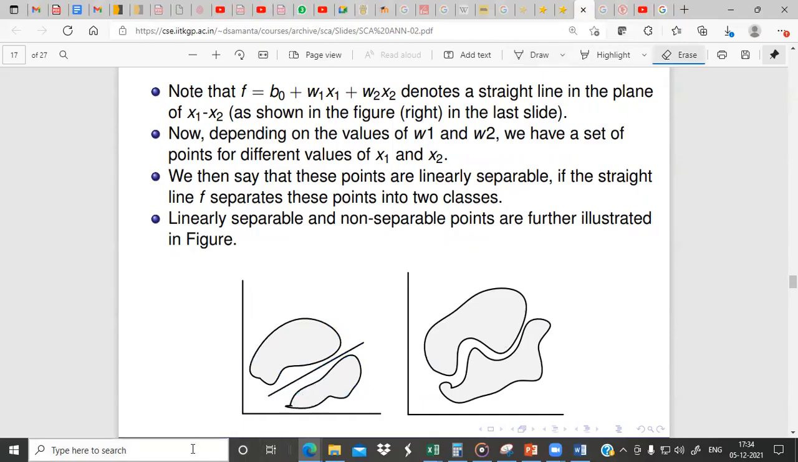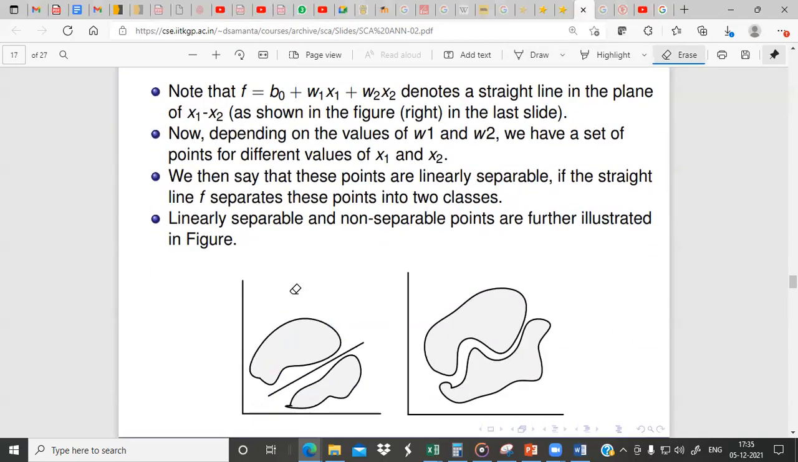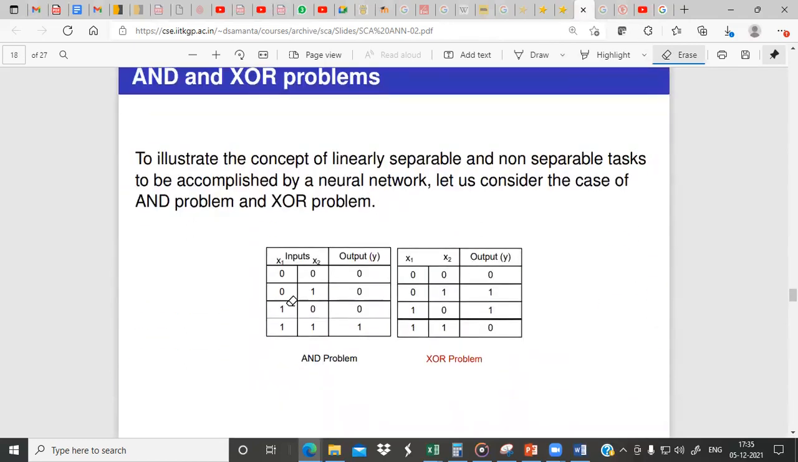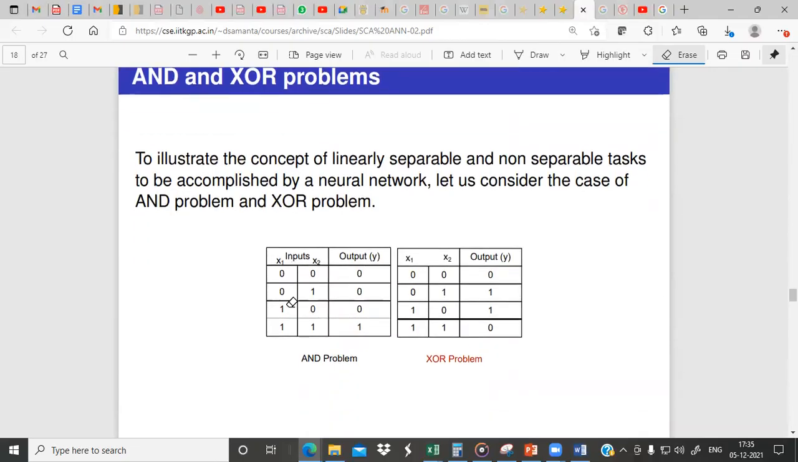Now, if a problem is linearly separable, then it can be solved by using a single layer feed forward neural network, right? But if a problem is not linearly separable, then to solve it, we need a multi-layer feed forward neural network. Okay, so that's the point. So let us consider an example of a linearly separable problem and a linearly non-separable problem.